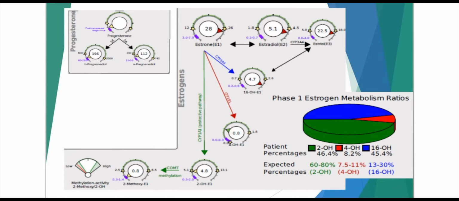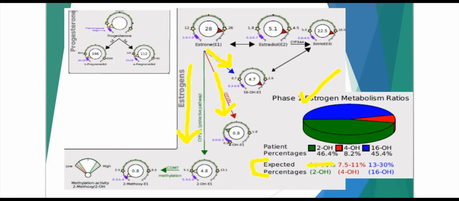Now, when we look at phase 1 metabolism, we want to look at a couple of things. We want to look at the ratio of these hormones. So what you can see here in the pie chart is the expected percentages are about 60 to 80% down that 2-hydroxy pathway, around 10% or 7.5 to 11% down the 4-hydroxy pathway, and then 13 to 30% down the 16-OH pathway. Okay, so what we want to say is, okay, well, what about this woman? Is she average? Which pathway is she preferring?